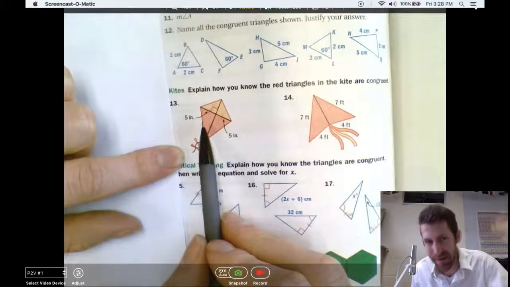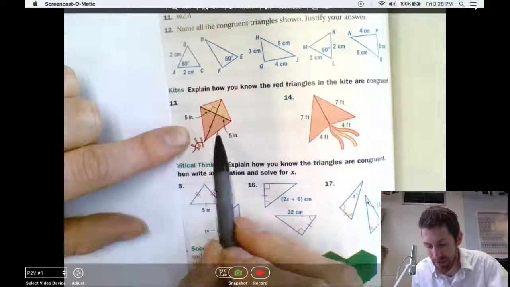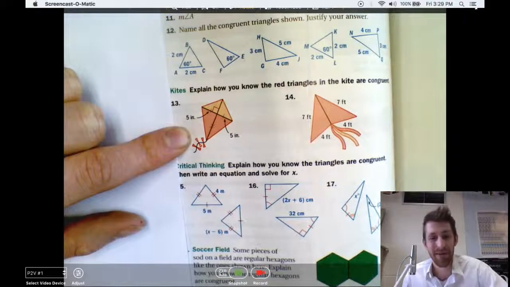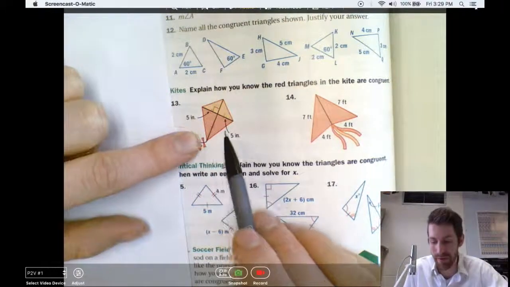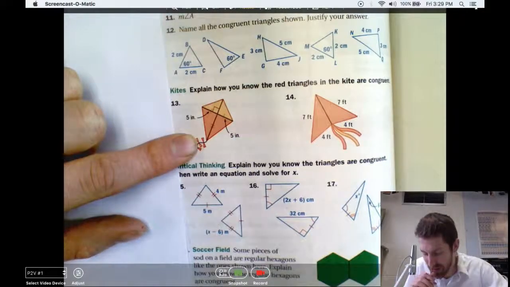Can I say that this last corresponding side here, that they are the same as each other? Could I just up and say, yeah, they're the same? No, I don't know if they're the same. So what else can we figure out here? We're going to have to think about some angles.